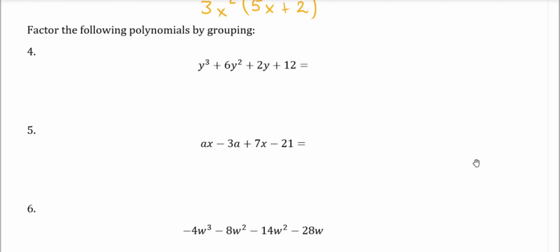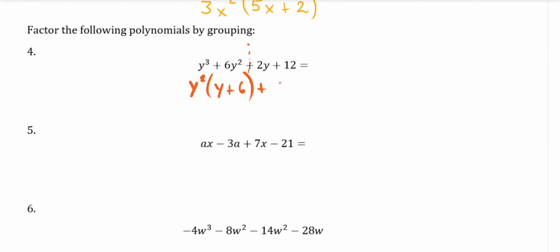The following three problems ask us to factor these polynomials by grouping. Factoring by grouping is a nice technique when you have 4 terms. Recall, we're going to want to cut this in half and factor each one separately using the greatest common factor. Factoring here, I can pull out a y squared, which leaves me with a y and a 6 remaining. Factoring the greatest common factor here, I could pull out a 2, which leaves me a y and a 6 remaining.